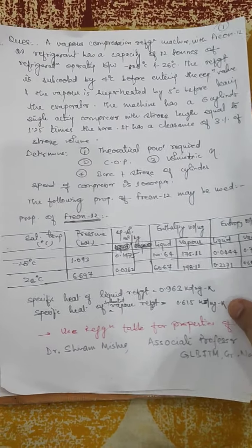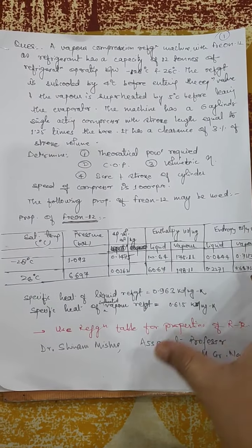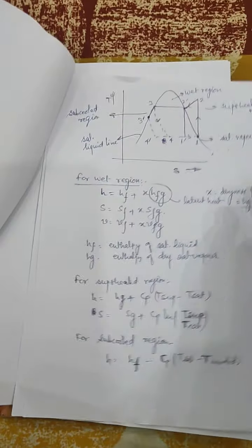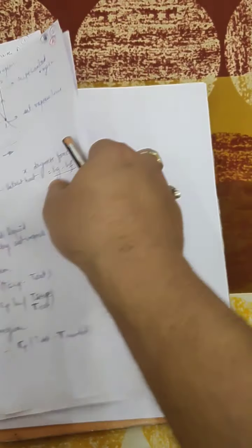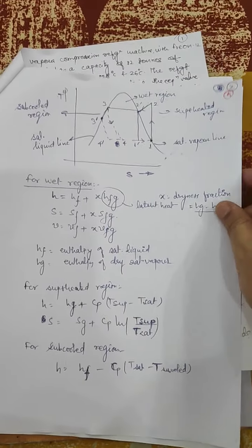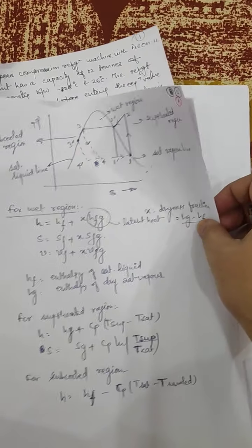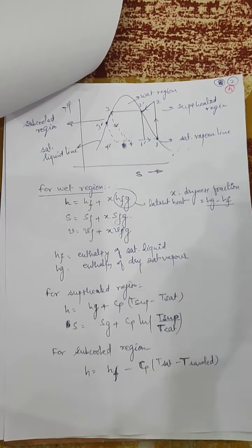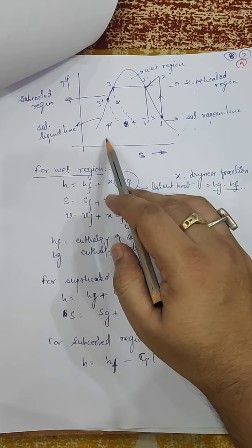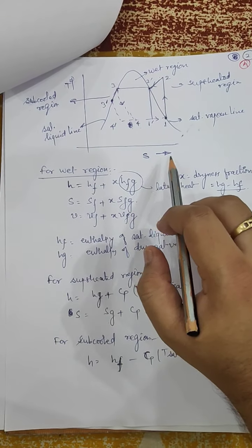Before solving this numerical, firstly I will discuss the basics, how we should proceed while solving these numerical problems. I have represented this on a TS curve. You can also show it on a pH curve as well, no issue. So this is your TS curve, the temperature entropy curve.